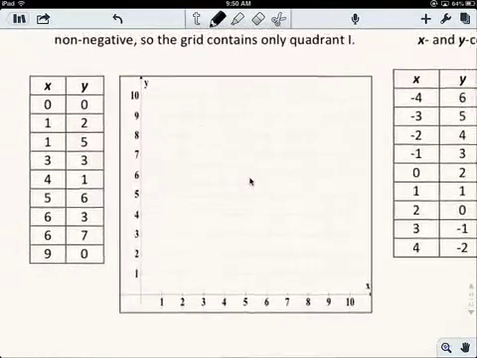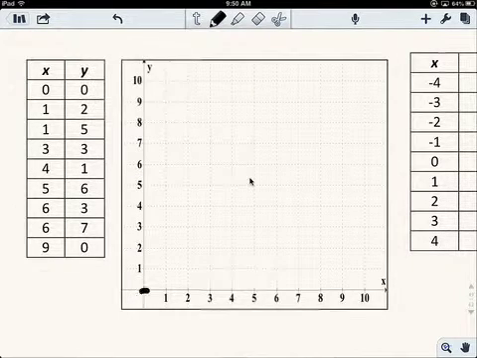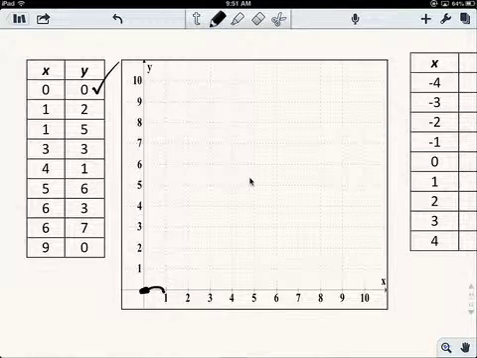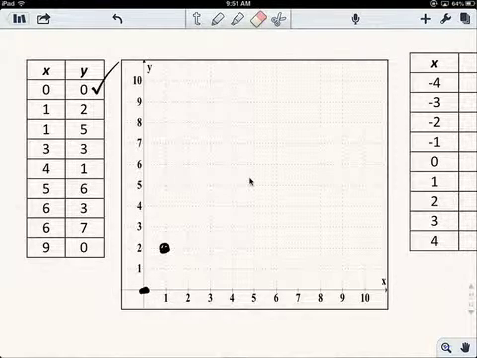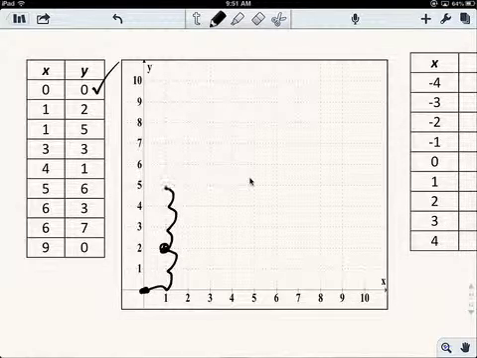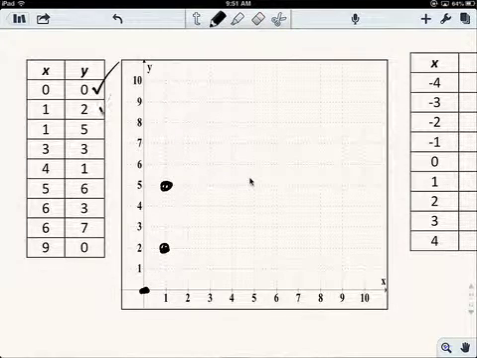I have 0, 0. I start at the origin, and that's that point. 1, 2 means I go from 0 to 1 on the x-axis, and then up 1, 2, and then I make my point. Now 1, 5, I go over 1, then up 1, 2, 3, 4, 5. And I've gotten those two done.